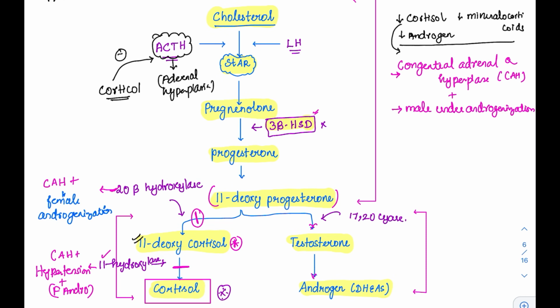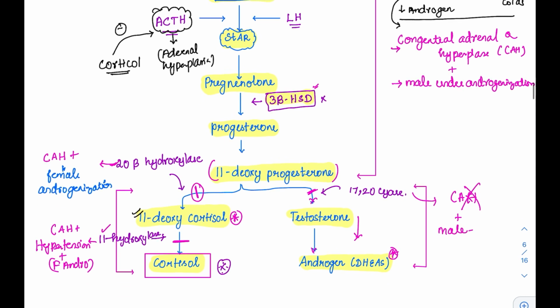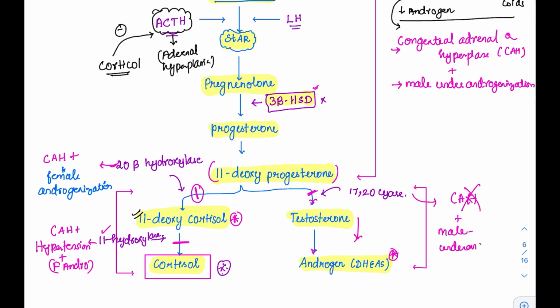Now next, coming to the 17,20 lyase, what is happening? Here the pathway is cut, so the androgens are not produced. But what will happen to the cortisol? Now cortisol will obviously be produced. So will there be congenital adrenal hyperplasia? Congenital adrenal hyperplasia will not be there in this person. So what is the only problem here? Here the only problem is androgens are not produced. So it will not affect a female child, but in a male child, what will happen? There will be male under androgenization. This male under androgenization is very, very important, because nothing else will happen in this person.